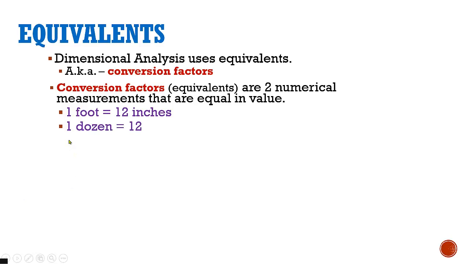So here's a couple we just said. 1 foot is 12 inches. 1 dozen is 12. If I have a dozen eggs, I have 12 eggs. Okay? 1 kilometer is equal to 1,000 meters.